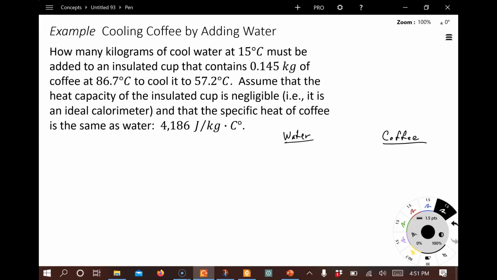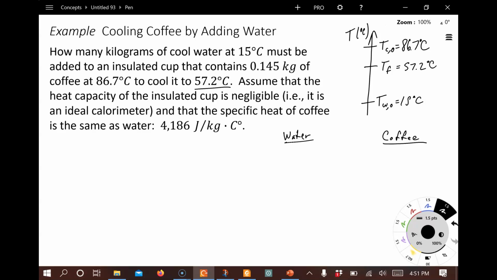And for each of these, if we draw a temperature scale here, the water is going to start at 15 degrees Celsius. The coffee begins up here at 86.7 degrees Celsius. And then we already know what the equilibrium temperature is going to be right here. They're going to mix, exchange heat until T final for both is equal to 57.2 degrees Celsius.